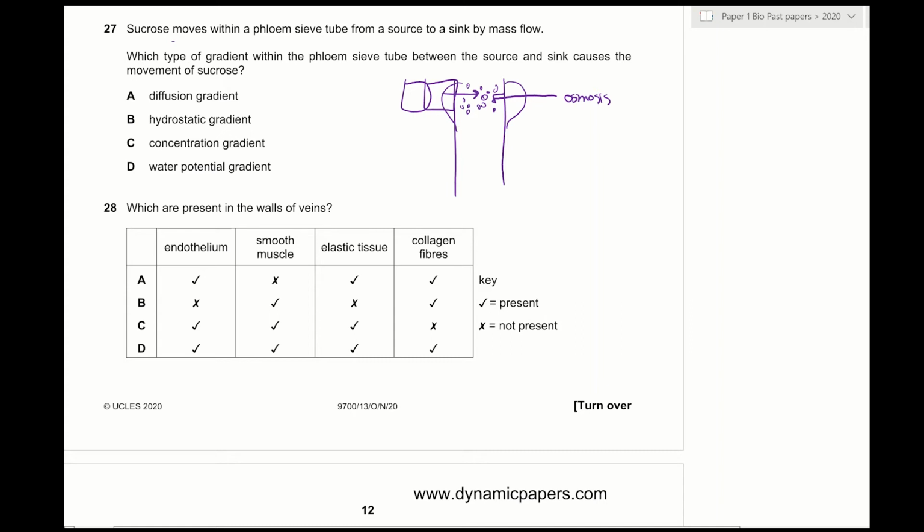Therefore, there is a hydrostatic pressure gradient, with the bottom having a lower pressure and the top having a higher pressure. What happens is the sucrose moves down that hydrostatic pressure gradient from a higher pressure to a lower pressure. Therefore, the answer in this case is going to be B.